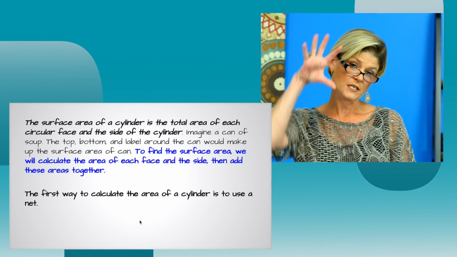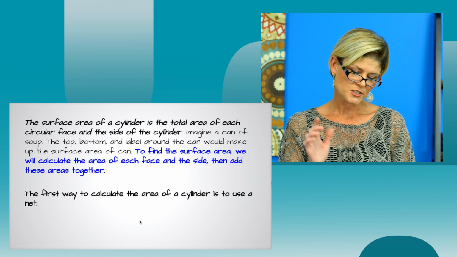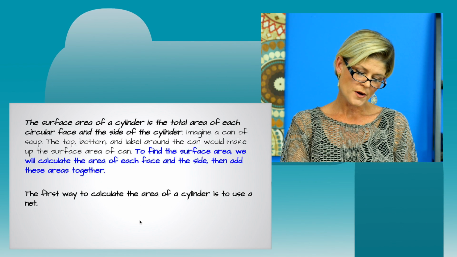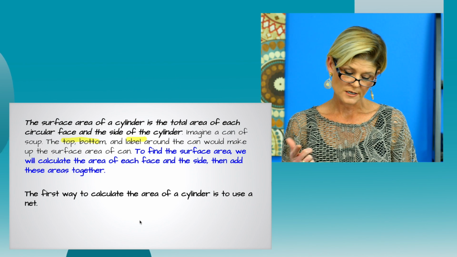Okay, so the surface area of a cylinder is the total area of each circular face and the side of a cylinder. So I want you to imagine a can of soup. The top, bottom, and label around the can would make up the surface area of the can.